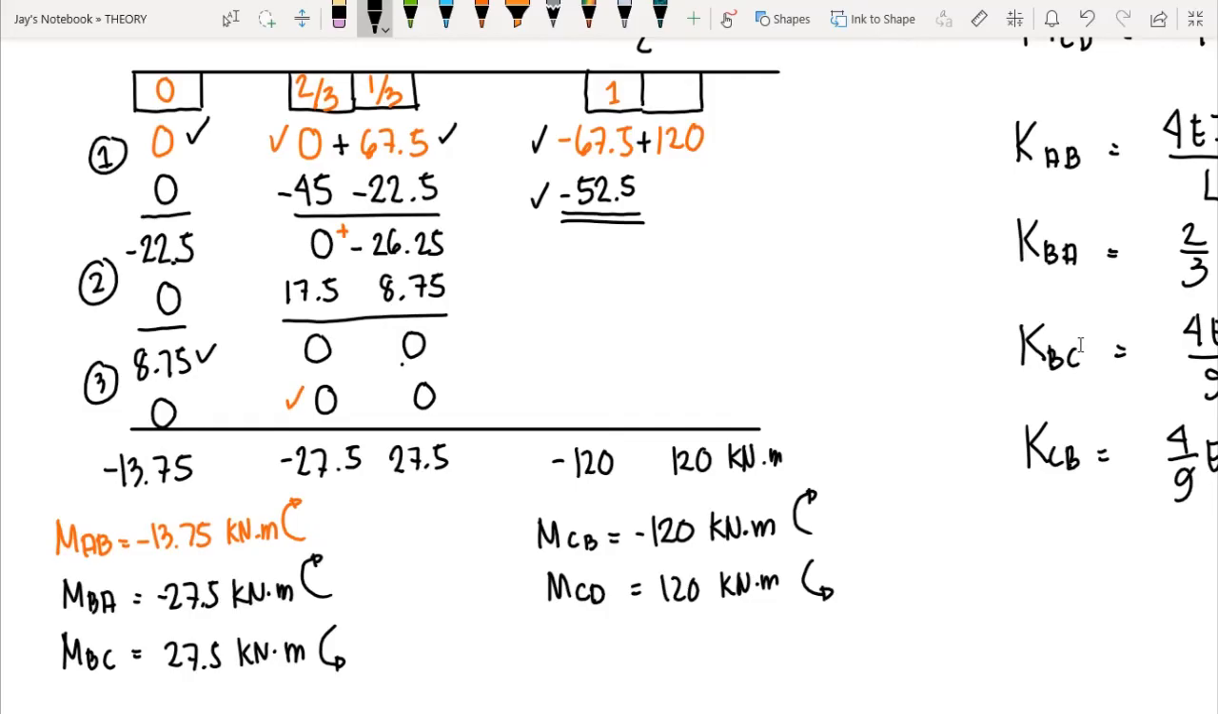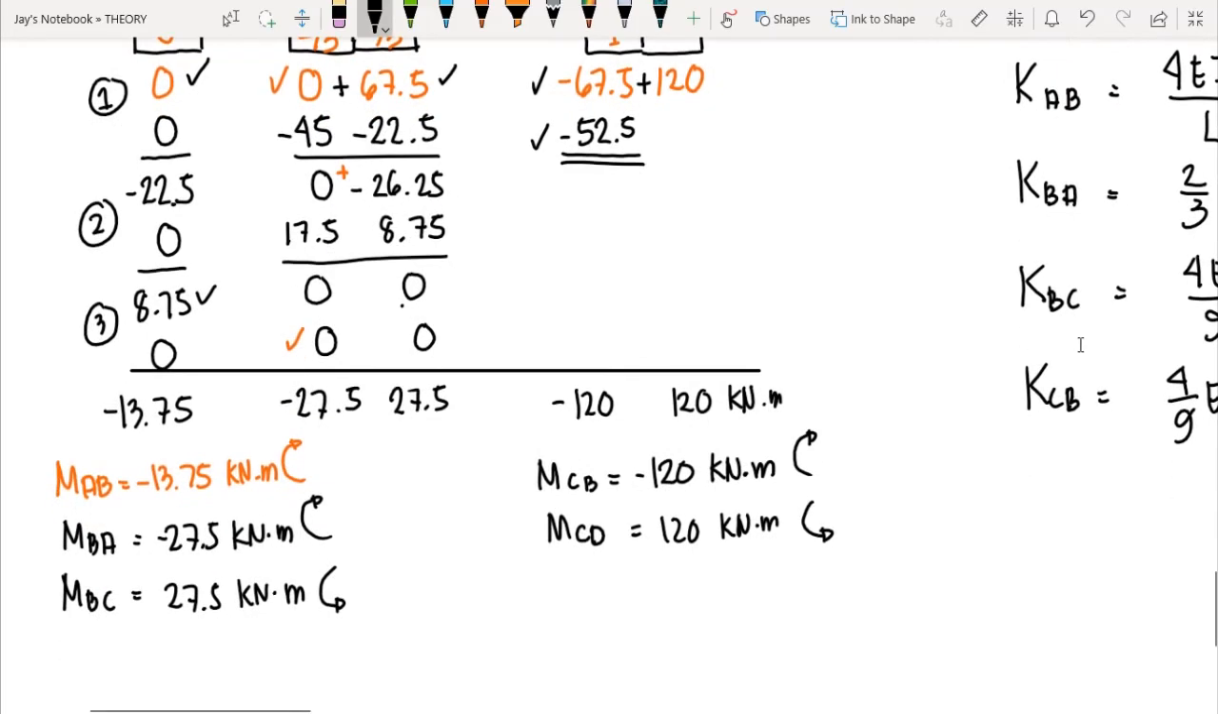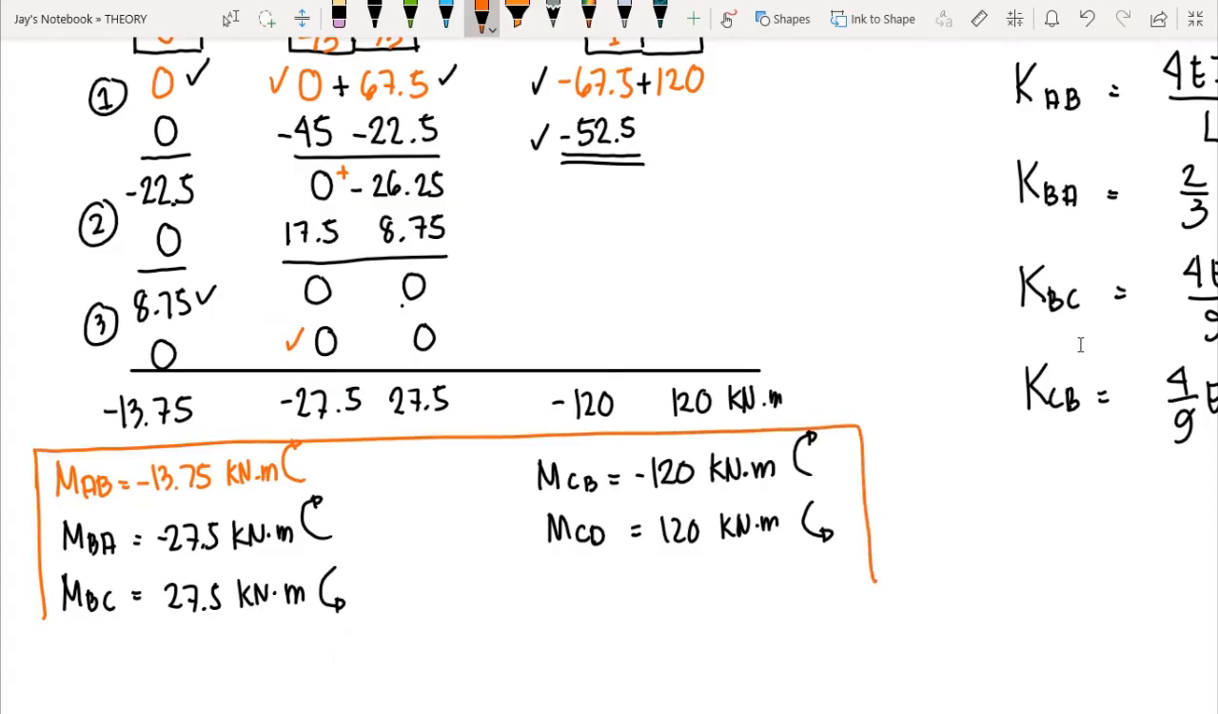That means they are in equilibrium. So these are now the members and moments of example number 2.